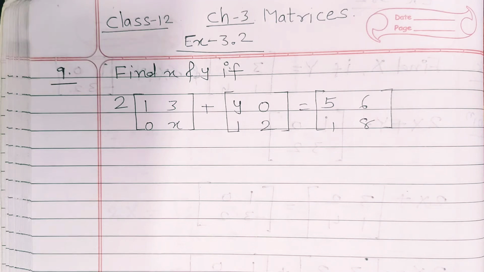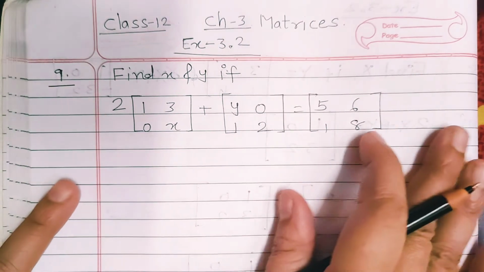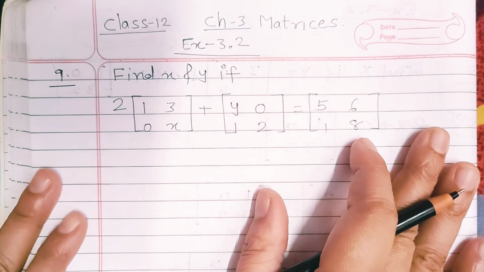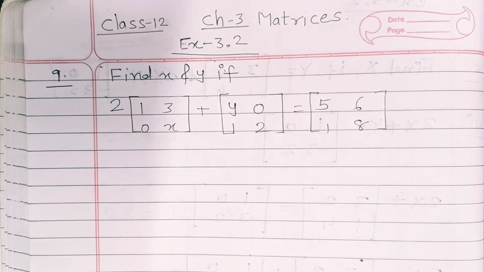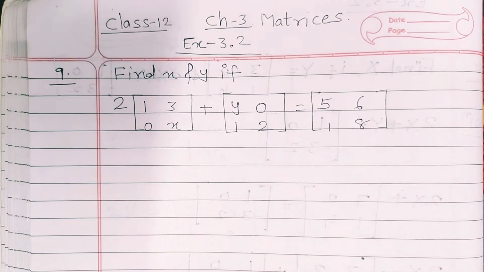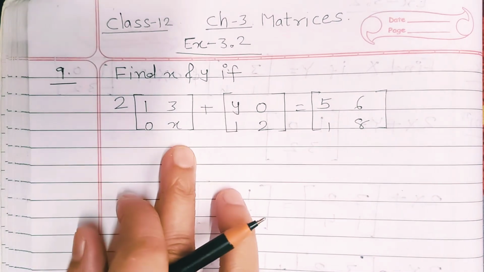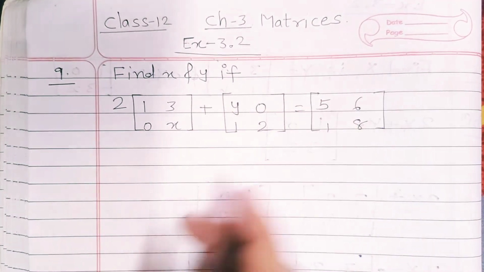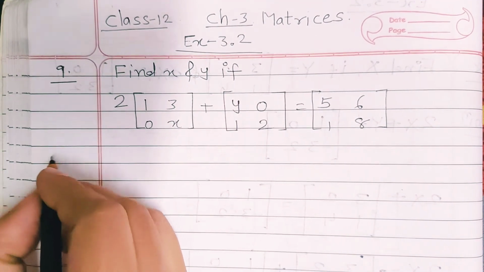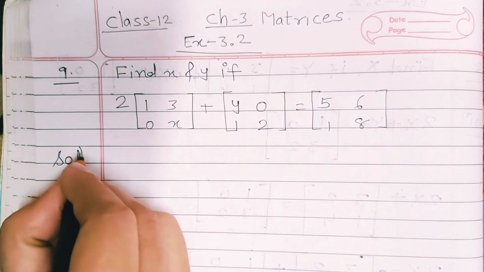आज हम देखने वाले हैं क्लास 12 का चैप्टर नंबर 3 मैट्रिसेस का एक्सरसाइज 3.2 का 9th क्वेश्चन। सो हम ले रहे हैं यहाँ पर मैट्रिसेस का 9th क्वेश्चन। You have to find x and y if you have given 2 into matrix, this matrix plus second matrix, and you have equalized it to one matrix, then you have to find x and y. Let's just do the solution.